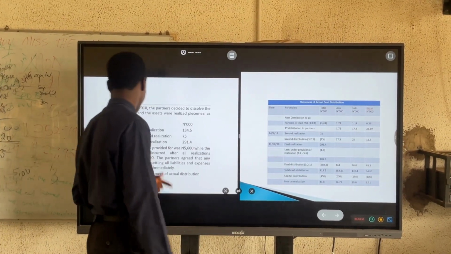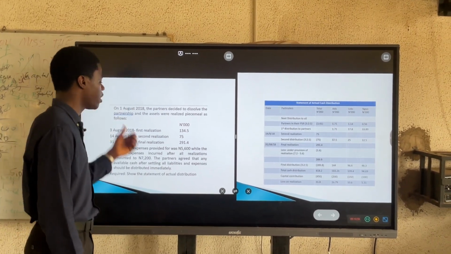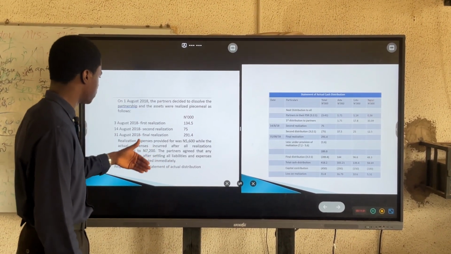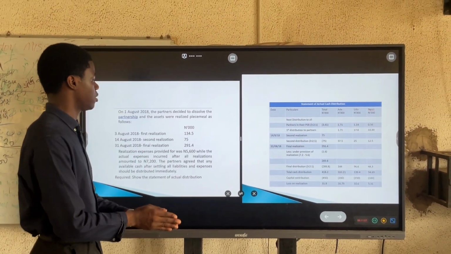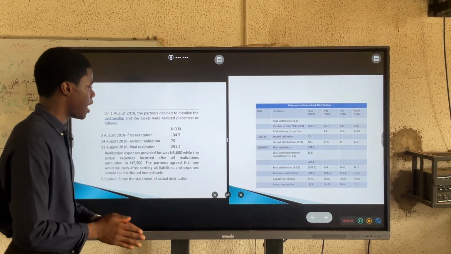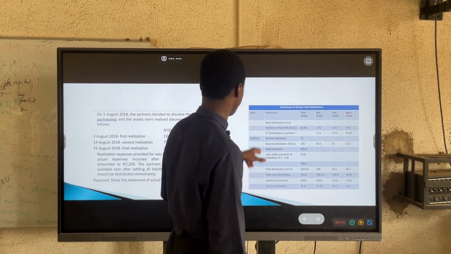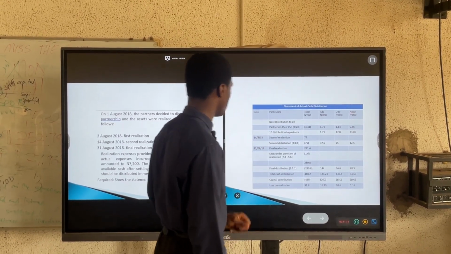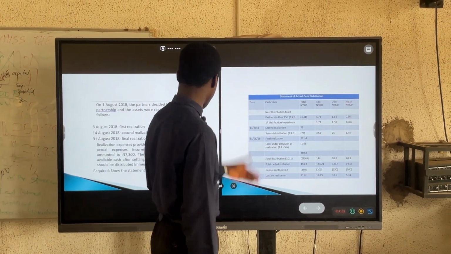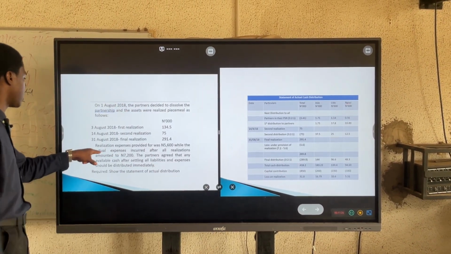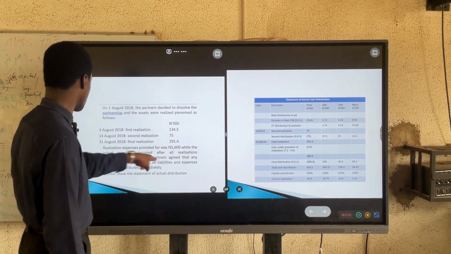And then moving on to the final realization, we have what they said on 31st August 2018. The final realization was 291.4, right? So that was the total amount that they received at the final realization. And then now it says less the provision of realization, so 7.2 minus 5.6. So remember that they made a provision of 5,600, and then what they actually spent, they said, while the actual expenses incurred after all realizations amounted to 7.2.